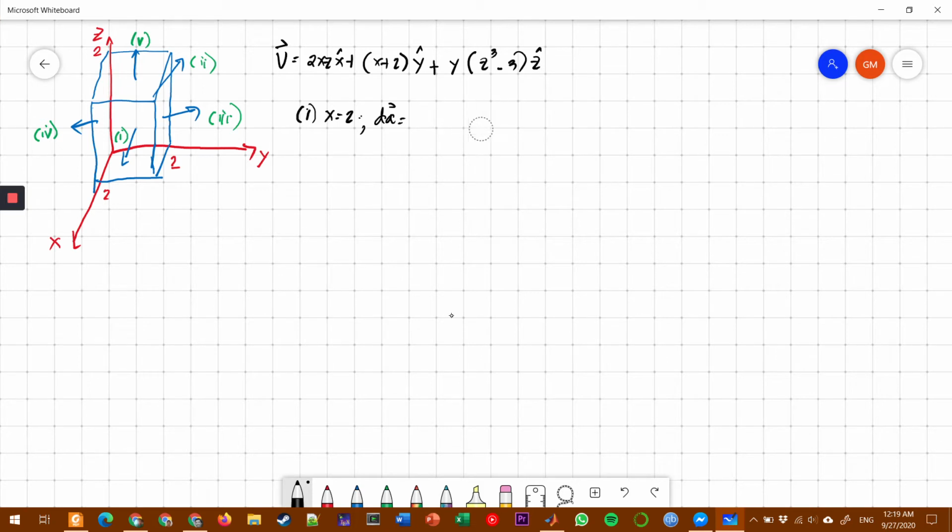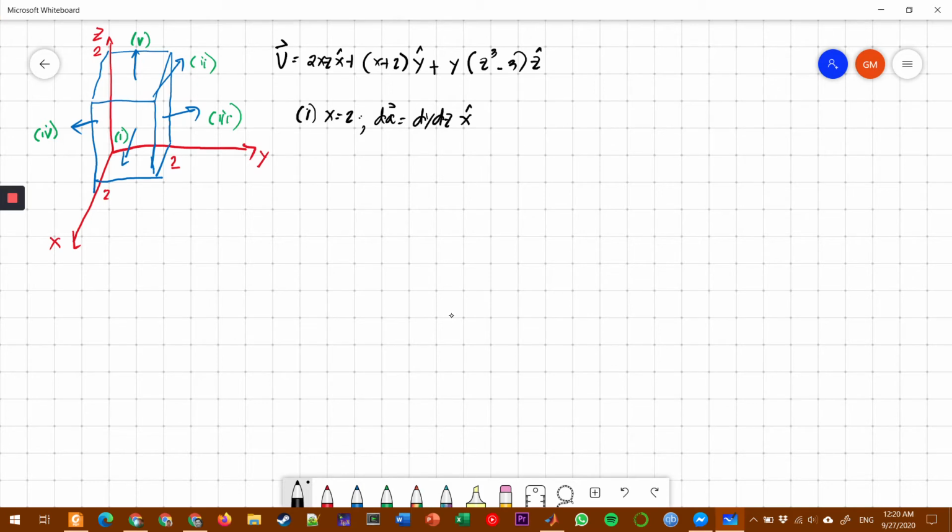The area of the square: we have this x, this is y, and this is z. Therefore the area is just dy dz. And the direction is normal to the plane, which is x hat, pointing toward x.